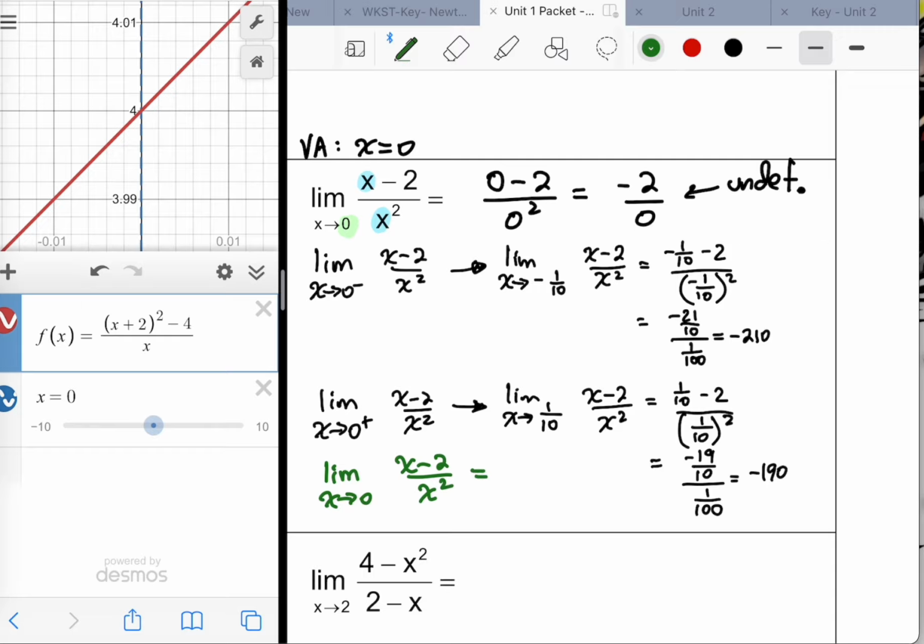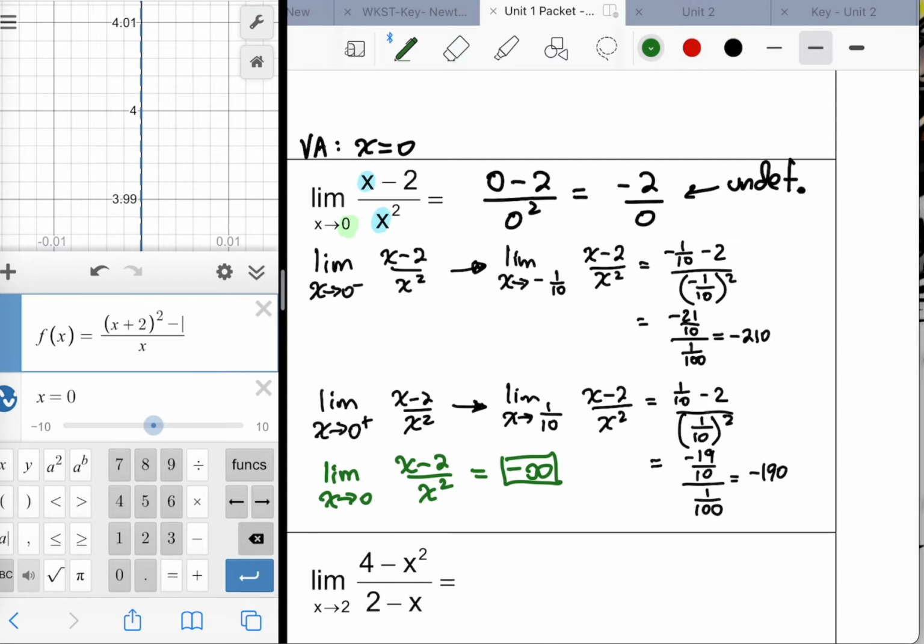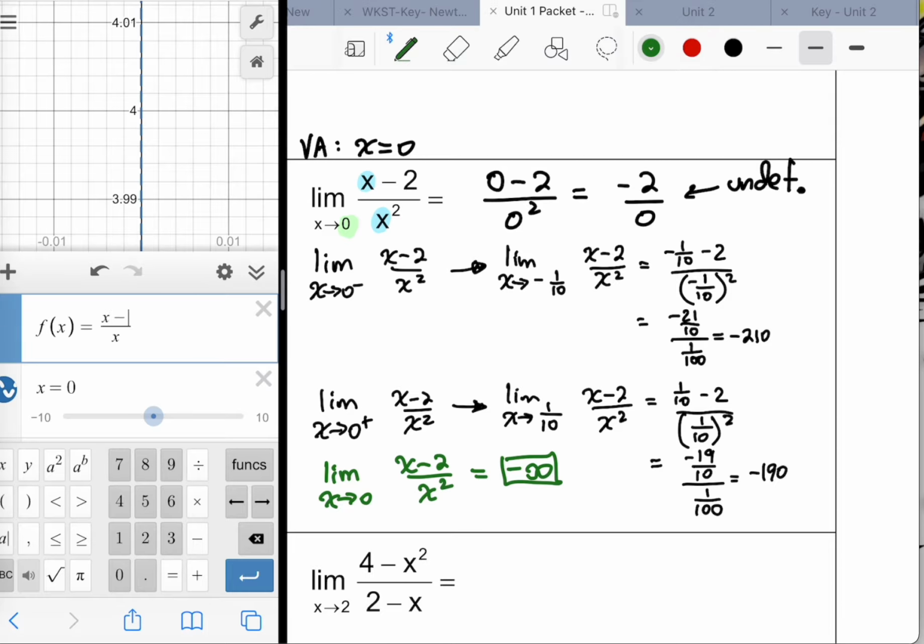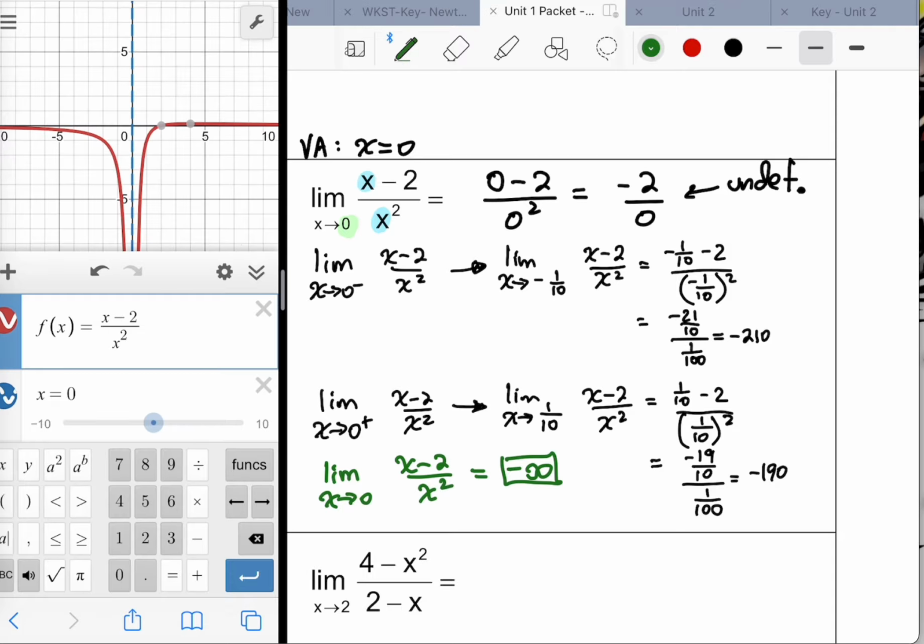All right, so negative infinity. And of course, you could verify with your calculator. So x minus 2 over x squared. Take a look at the picture. You see it's going down at different rates, but it's going down from the left, from the right. So we're in good shape there.